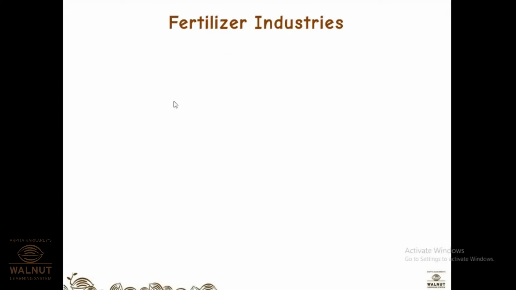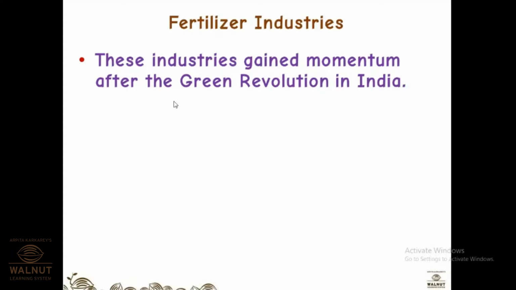Now, the second industry that we talk of under this is the fertilizer industry. These industries gained momentum after the Green Revolution in India. So, what is Green Revolution? Have you heard of this? What is Industrial Revolution? You have studied in your previous unit. Basically, Industrial Revolution means where a lot of changes, and revolution means a sudden change, right? Sudden changes happened in the field of industry.